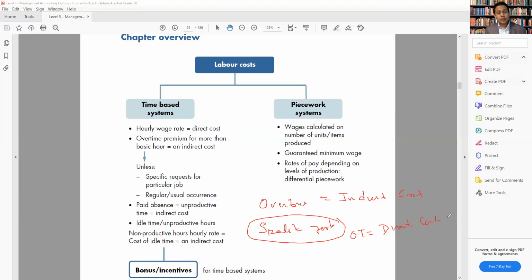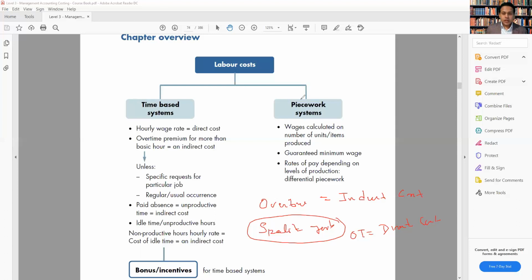For example, let's say one person called you and said, can you make my garden like this? They will show you some pictures or maybe some design, and they want exactly like that. If you said I need 10 hours, but you use 12 hours, the additional 2 hours will not be considered as indirect cost. That will be part of your direct cost. So be careful. If the question doesn't say anything, any overtime will be indirect cost. But if the question uses the words specific job, then the overtime will be part of your direct cost.